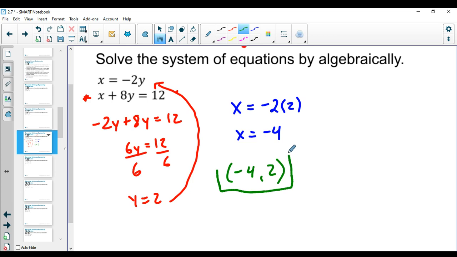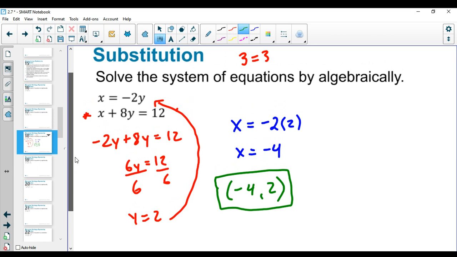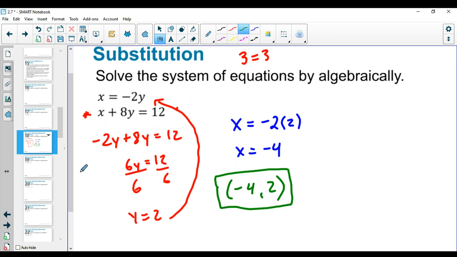Just like when we graphed, we got a point as a solution. Just because we're not graphing doesn't mean that an ordered pair is not a solution. We need that ordered pair because it's saying that these two values together, this x value paired with this y value, is what makes both of these equations true. Any questions on our first example here?